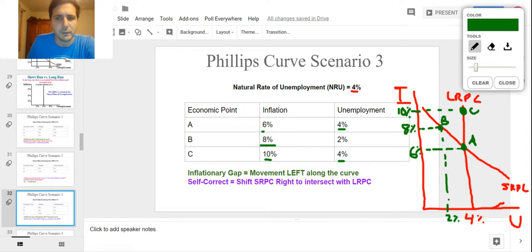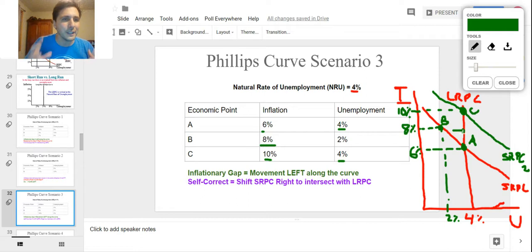That's my point C. Now, this can't be out there in the ether, right? It can't just be a point in the long run. We don't exist in the long run. We exist in the short run. So how do I get there? Of course, that is caused by a shift of the short run Phillips curve. So we call this SRPC2. We just shifted to the right.